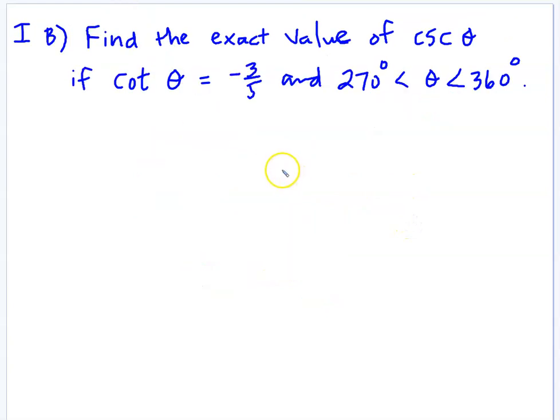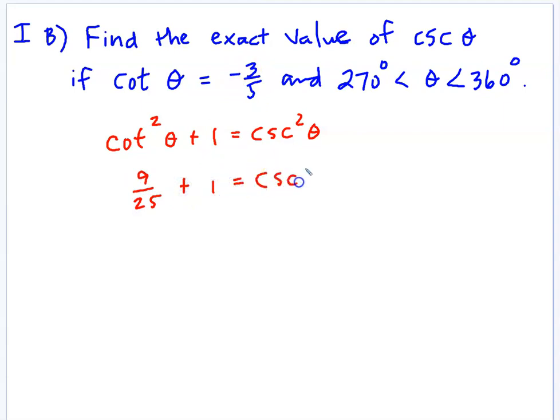All right, let's try another one. Find the exact value of cosecant if you're given cotangent. Well, that just happens to look a lot like one of our other Pythagorean identities that we came up with earlier. Cotangent squared theta plus 1 is equal to cosecant squared theta. All right. Cotangent, if you square negative 3/5, you get 9/25 plus 1. And you add these together, this is 25/25. So 25 plus 9 is 34/25.